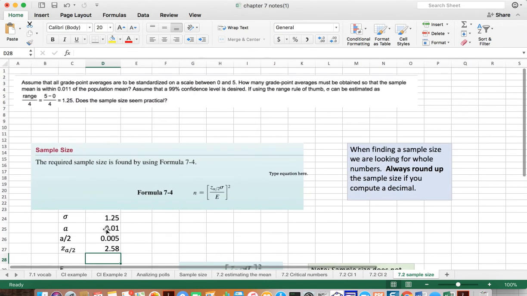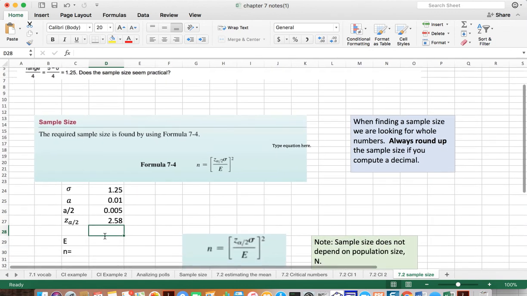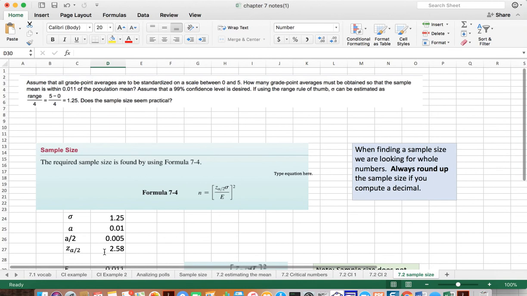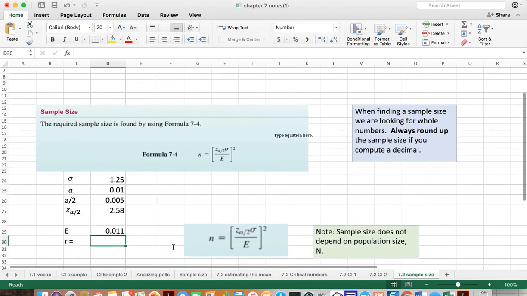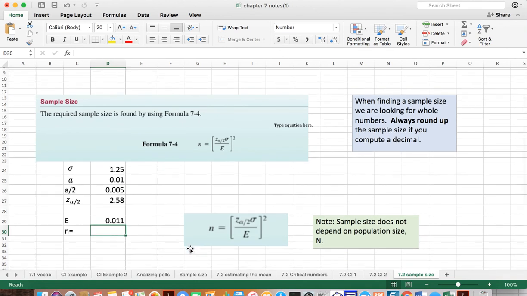So our margin of error was given to us. We want to be within 0.011 of the population, and we don't know our sample size, but we're going to find it. So the formula for sample size is not the same as the sample size formula we saw before. So let's find this sample size using this formula here.